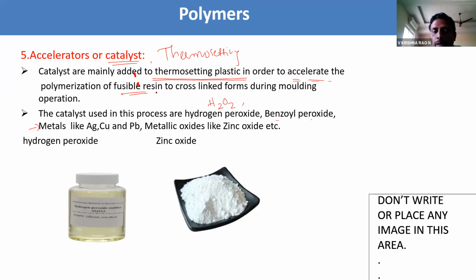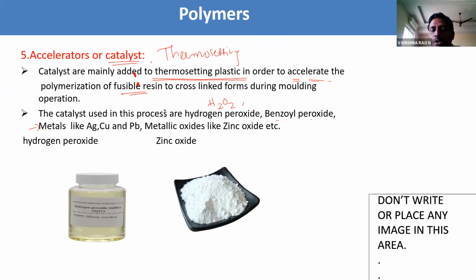The main aim of this catalyst is to help convert the fusible resin to cross-linked form during the molding operation. These accelerators or catalysts are mainly added to thermosetting plastics in order to accelerate the polymerization of fusible resin to cross-linked form during the molding operation.